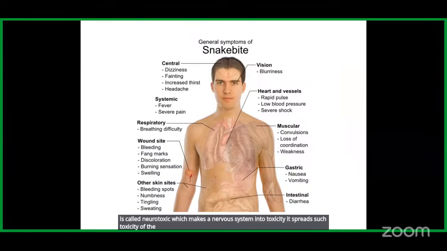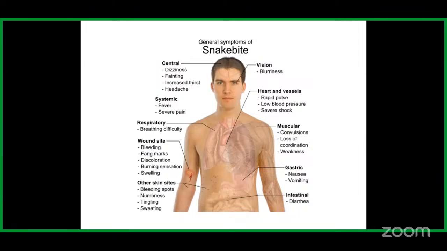And the third one is cytotoxic. For example, in Kannada we call that Kolkumandla. So that is cytotoxic, which makes the gangrenous cell death wherever it has bitten.